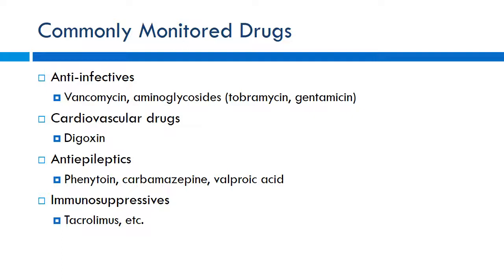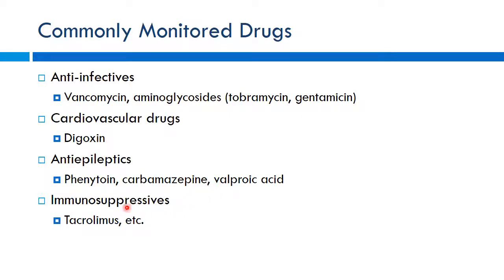Cardiovascular drugs, so digoxin is a very good example, where we would do levels to make sure they don't get too high or too low. Antiepileptics are another very common one, things like phenytoin, Dilantin being the brand name, carbamazepine, and valproic acid. Especially carbamazepine and valproic acid, nowadays we see them used a lot more frequently for bipolar disorder. They act as mood stabilizers. So you may see patients on these drugs who don't actually have any seizure disorders. That could be one thing you end up running into.